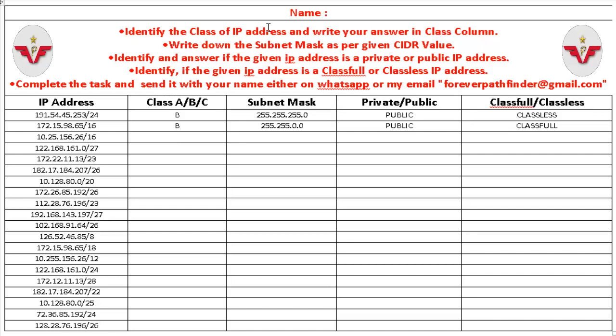10.25.156.26. Starting with 10, the first octet is 10, which means class A. We have a subnet mask of 16 bits, 255.255.0.0. Is it private or public? Yes, it's starting with 10, which means it's private.